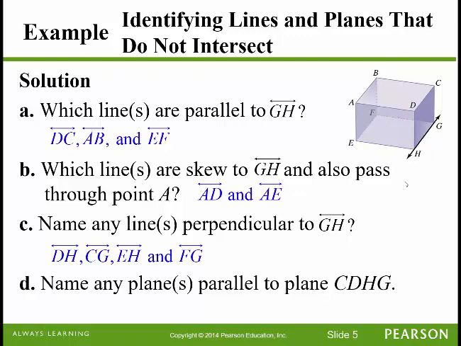All right, name any planes parallel to CDHG. So a plane parallel to CDHG has got to be on the opposite side there. So that's plane ABFE, and excuse the typo here, that plane is parallel to this plane as well.